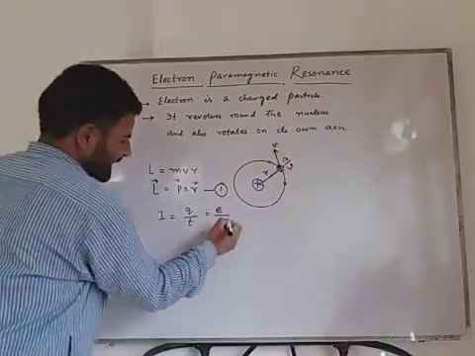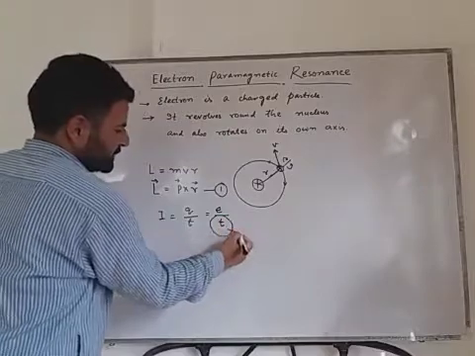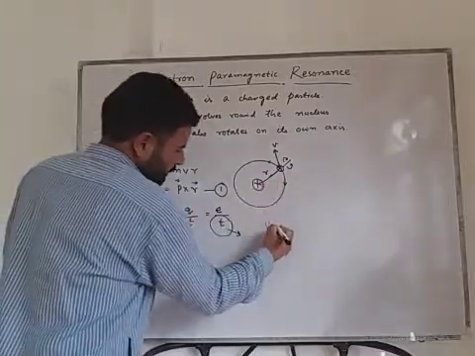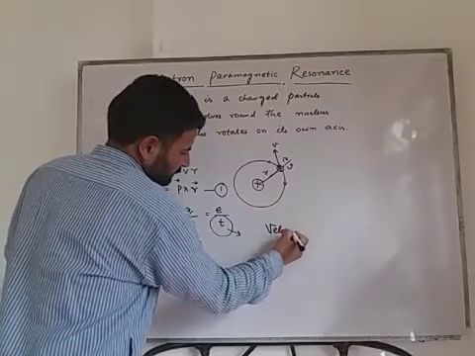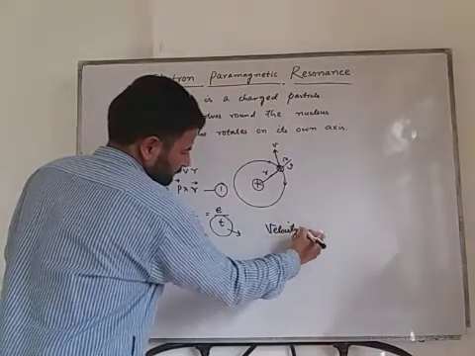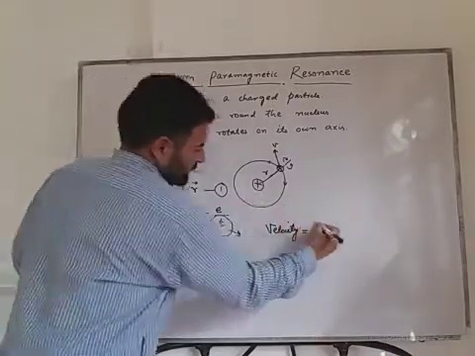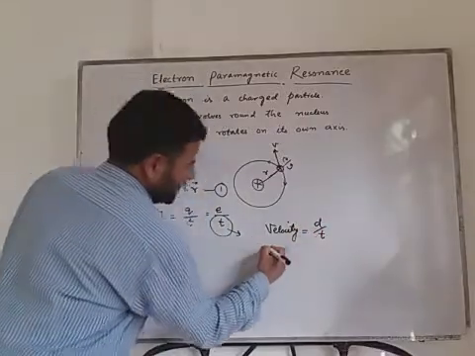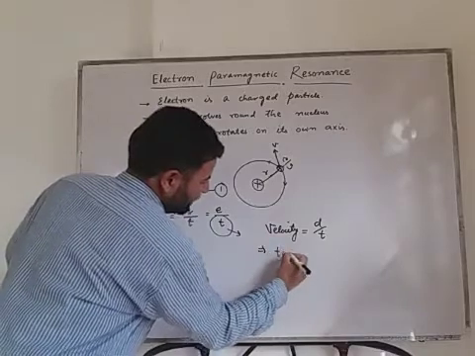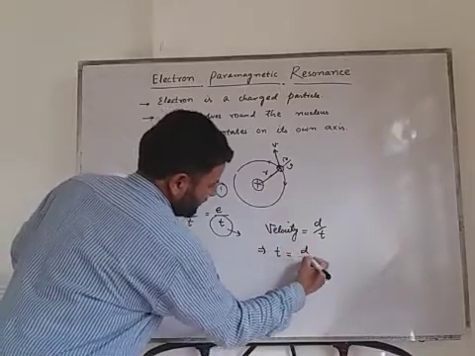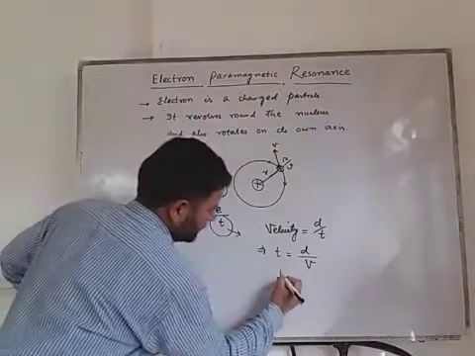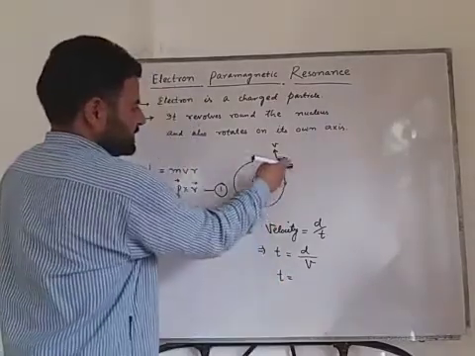So how can we get this T? This T can be obtained because we know that velocity is equal to distance divided by time. It implies time will be equal to distance divided by velocity. What is the distance?